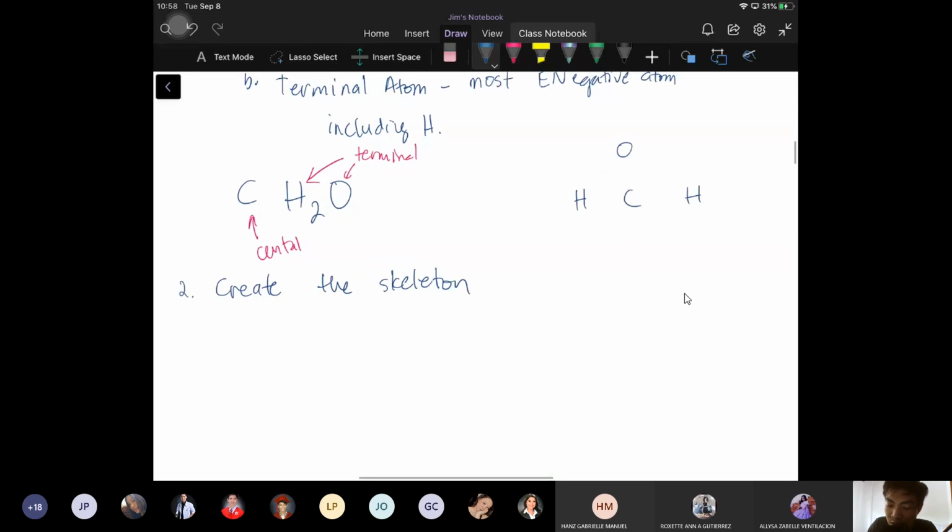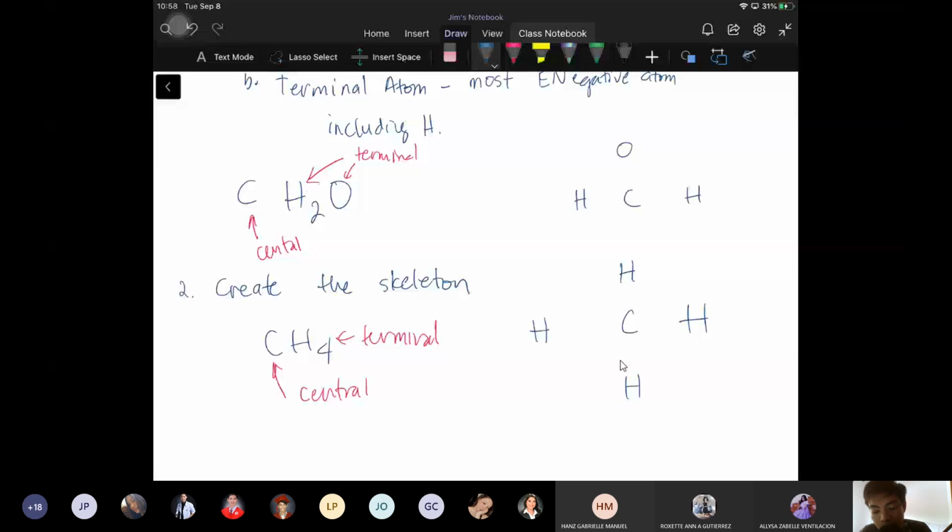No? For example, we have CH4. Again, hydrogen, automatically, terminal yan. So that means your carbon will be the central. No? So how are you going to arrange the hydrogens? So si hydrogens ay nasa palibot ni carbon. Meron sa taas, meron sa baba, sa left, and sa right. So that's how you draw the skeleton. So yan. This is your central atom and these are your terminal atoms. So for now, 4 na terminal atoms lang muna tayo.